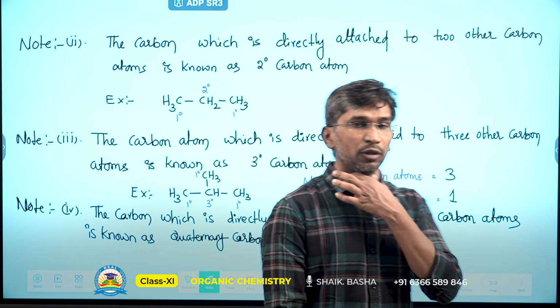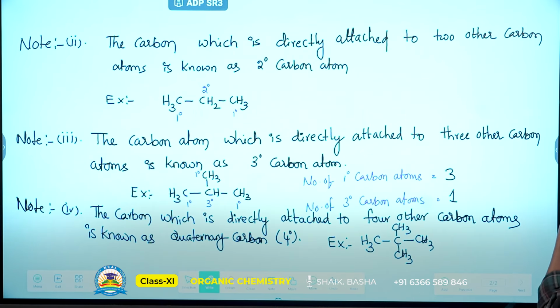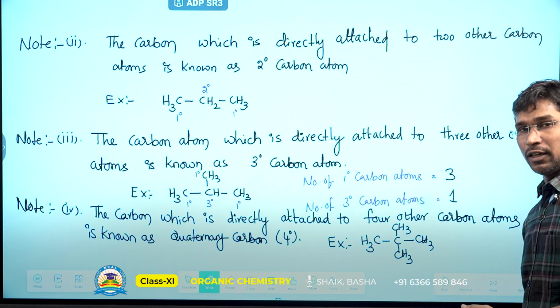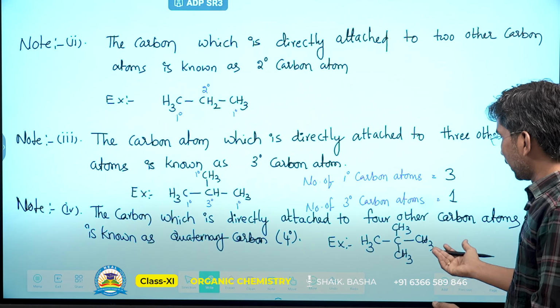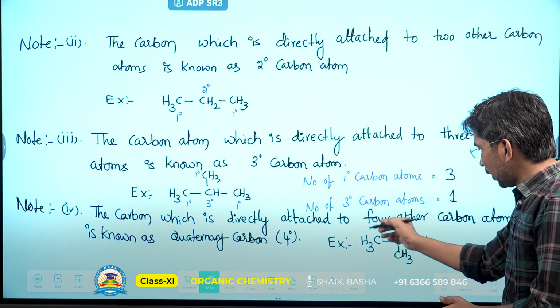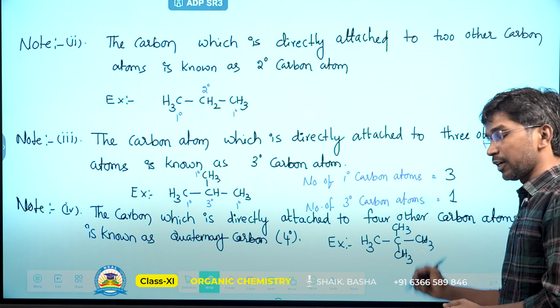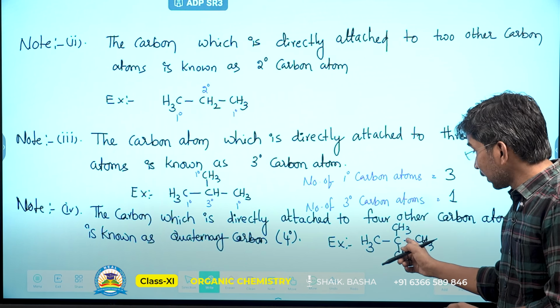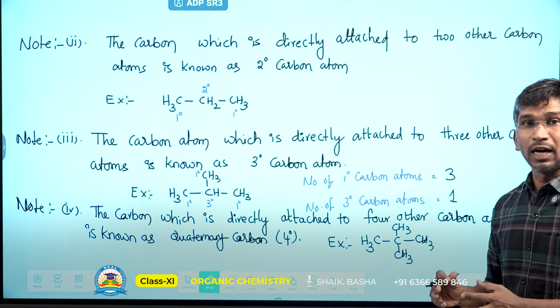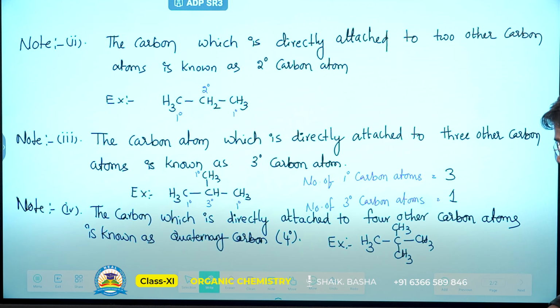I have taken one example. In the given compound, is quaternary carbon there or not? We can identify here. In total, how many carbons are there? 1, 2, 3, 4, 5 carbons are there. So 5 carbons are there in the given molecule, but what type of carbons are all 5?